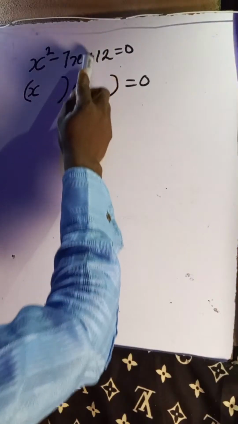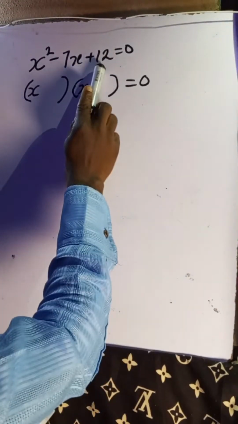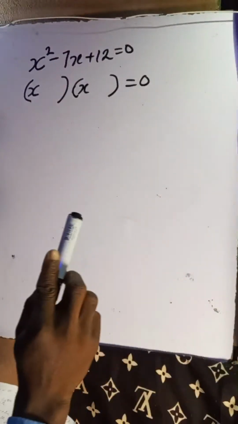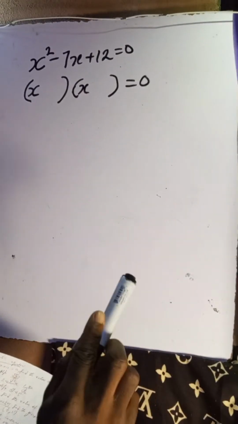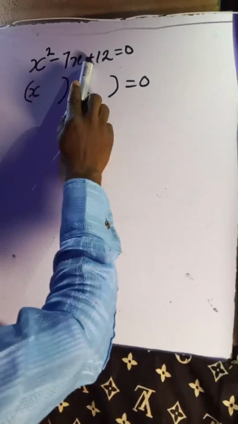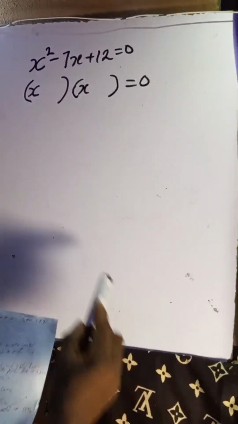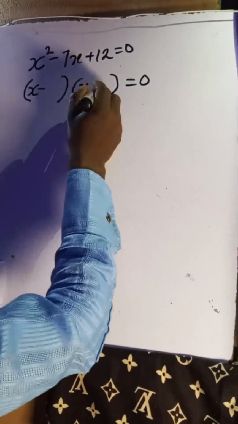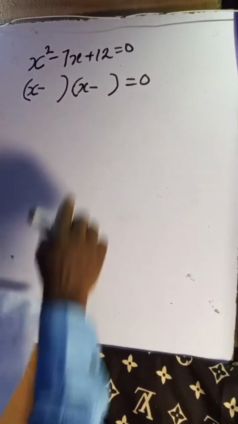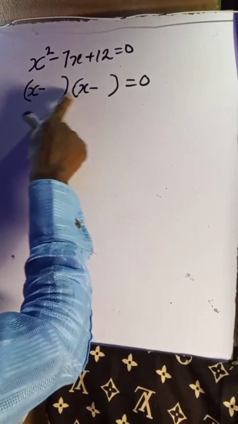This is plus. We are looking for two numbers that will be multiplied to give 12, and this is plus. I know that minus times minus is plus, and plus times plus is plus. So the two numbers must have the same signs. If they are different signs, they can't give you plus. So either they are minus and minus, or they are plus and plus. But how do we know if they are minus and minus or plus and plus?